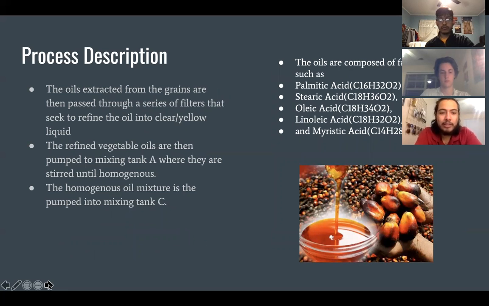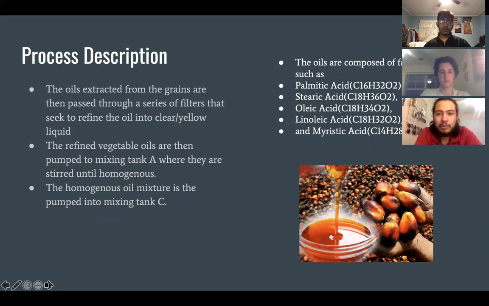The oil that has been extracted from both soybean and the palm seed are then passed through a series of filters. The oil individually passes through the filters in order to refine the oil into a more clear and yellowish liquid. This also eliminates any possible solids getting through that can cause any defects in the margarine, the final product. The refined vegetable oils are then pumped into mixing tank A, where they are stirred until they are fully homogenized. And once the oils are homogenized, they are pumped into mixing tank C.